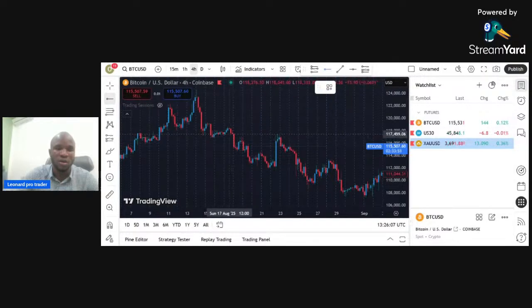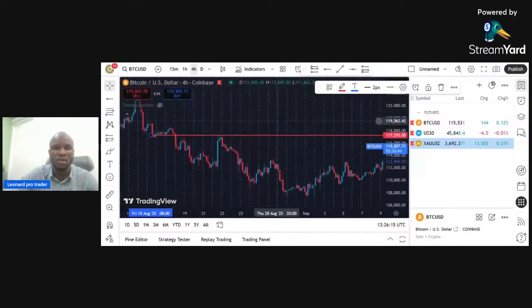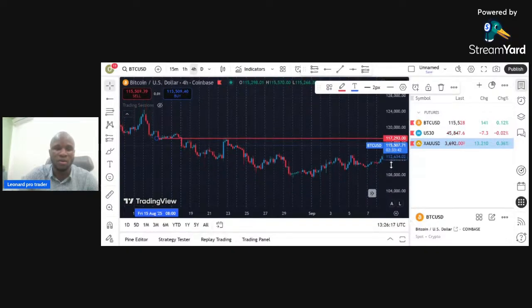So this is a key support level, right? The nearest support level is here. So I've drawn up my key support level. The next thing I want to do is to go to the 15 minutes time frame.